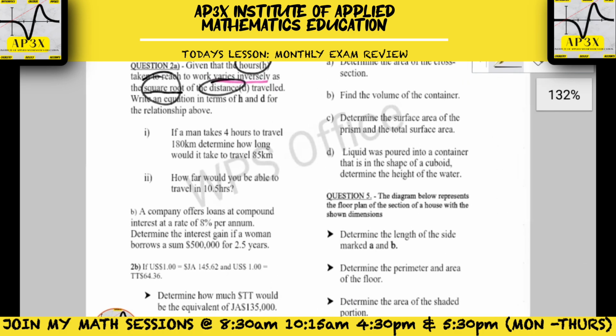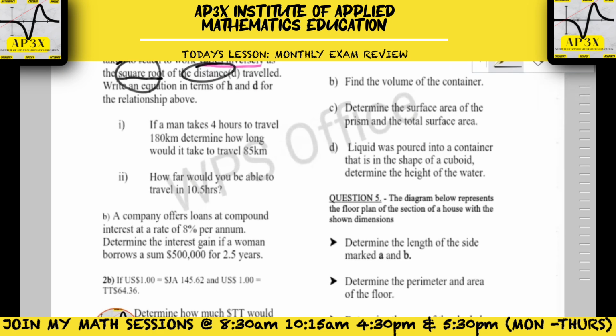Well, the second question says if a man takes 4 hours to travel 180 kilometers, so right here we are given the time and the distance. We are to then determine how long it would take to travel 85 kilometers. But we are not going to be able to calculate that if we do not know the constant of variation or the constant of proportion.